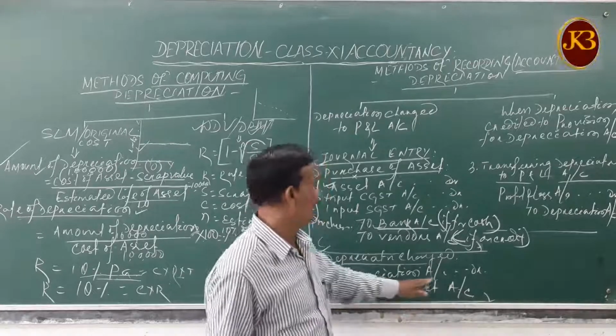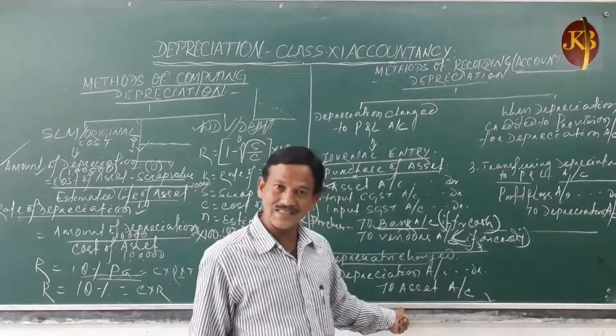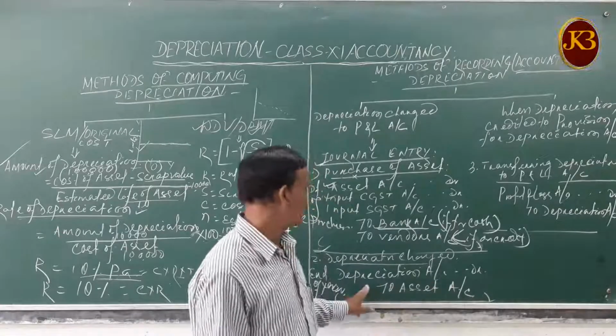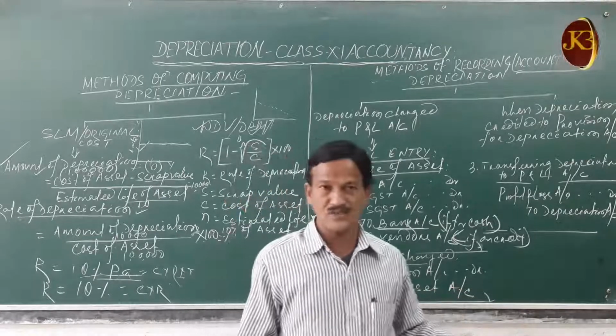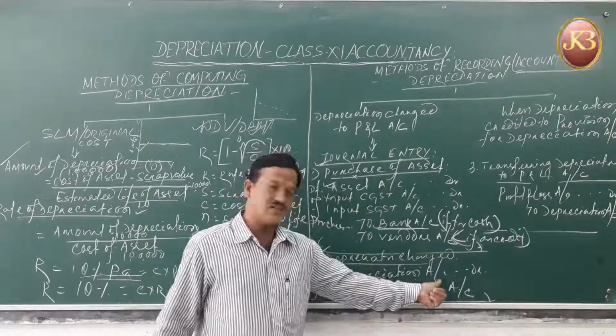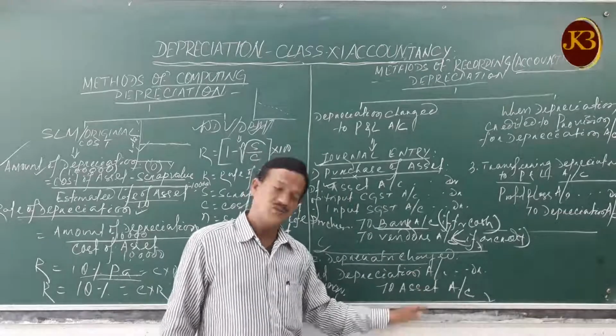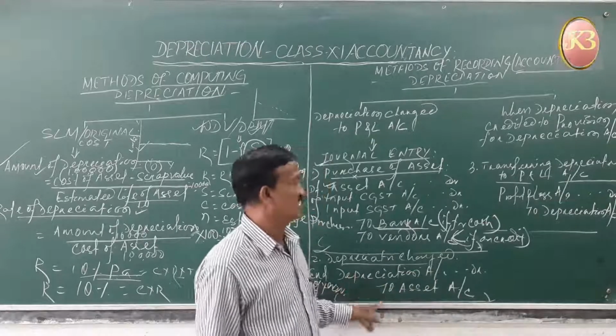So depreciation account is debited to asset account. The asset decreases, so it is credited. Depreciation is the loss of assets. It is a non-cash expenditure; expenses or losses are debited. So depreciation is debited, asset is credited, because the asset decreases. So that is the depreciation charge.